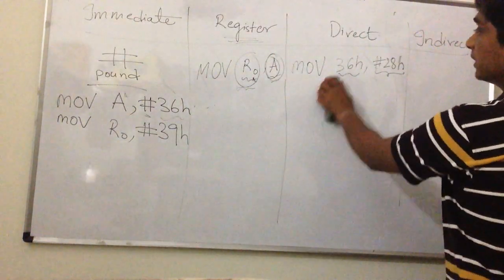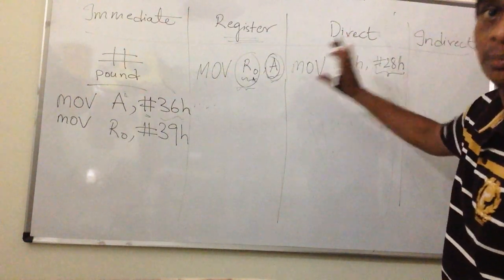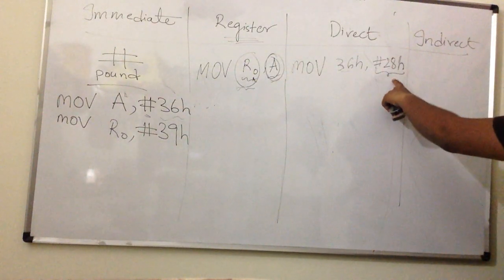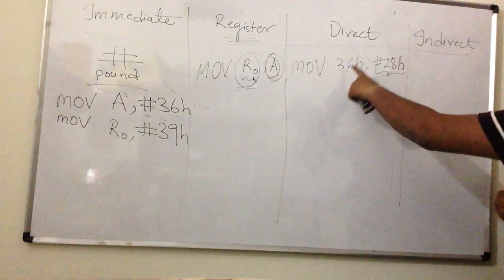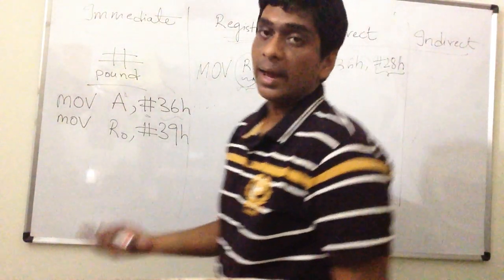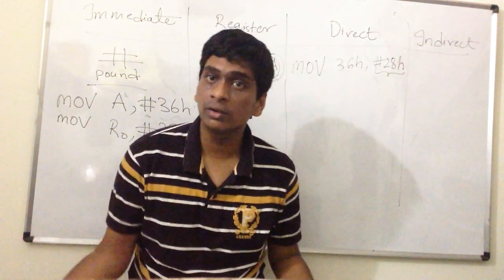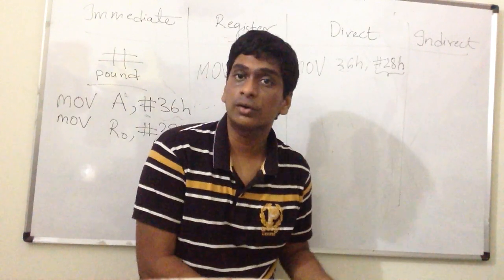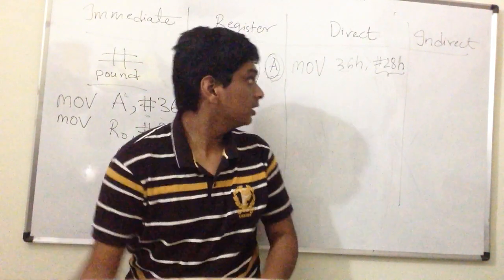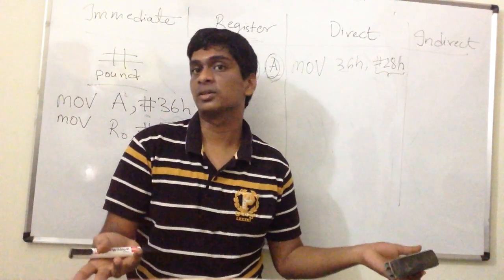So 36H is the directly given memory location. I am moving the number 28H into the memory location 36H directly. I'm not mentioning the register. I'm not transferring it into the accumulator and then the register. I am transferring a number called 28H directly into the address location 36H. That is direct addressing mode.